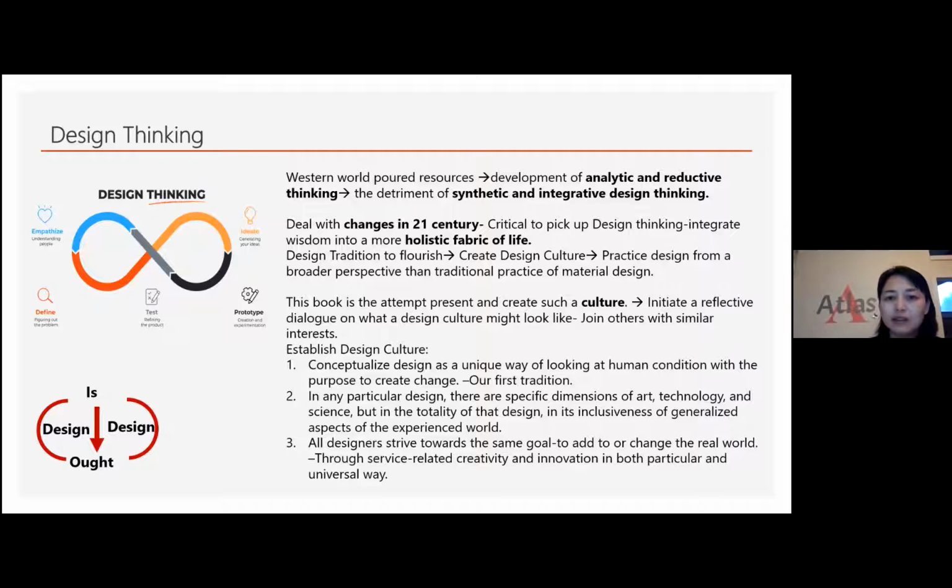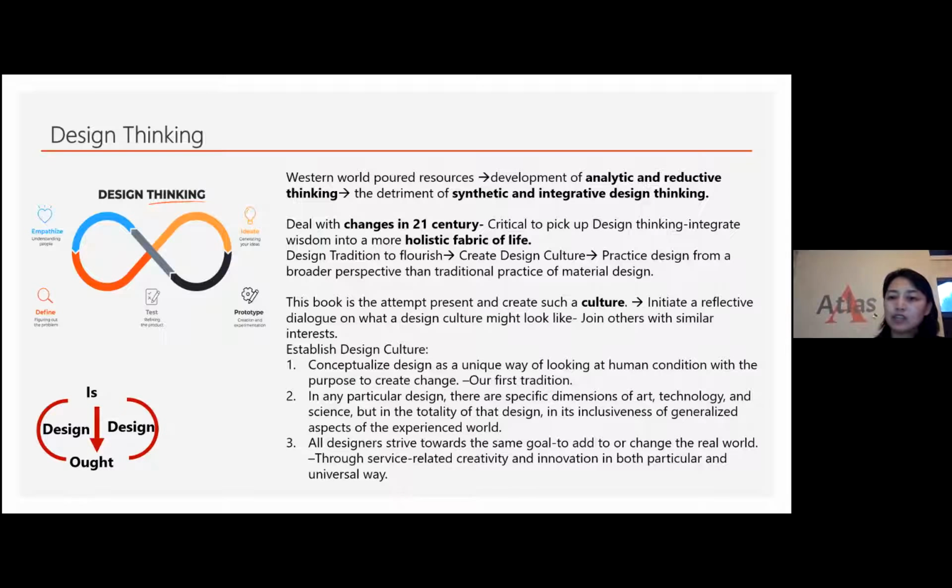So design thinking is kind of a circular process. It's kind of integrated wisdom into a holistic fabric of life. So the idea is we have to create this design tradition to help us thrive in this world, facing all the problems. Because we can practice design from a broader perspective than the traditional practice of material design. So this book's intention is to create a new culture, a design culture. So the idea is to look at the human condition with the purpose to create change, our first tradition.